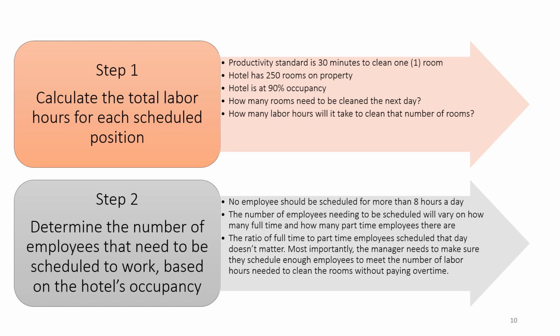The number of employees needing to be scheduled will vary on how many full-time and how many part-time employees there are. The ratio of full-time to part-time employees scheduled that day doesn't matter. Most importantly, the manager needs to make sure they schedule enough employees to meet the number of labor hours needed to clean the rooms without paying overtime. So we don't want to exceed 40 hours per week for each employee, and we want them to only work 8 or less hours per day.